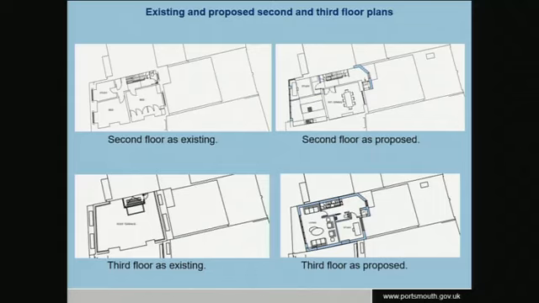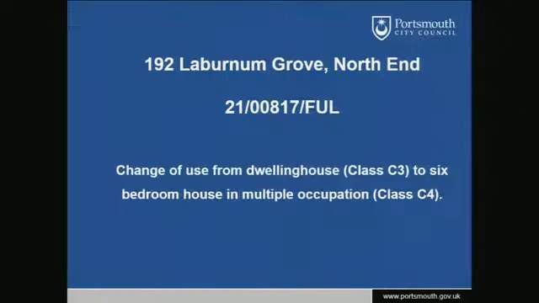So I want to move now on to 192 Laburnum Grove. Change of use from a dwelling house Class C3 to a 6-bedroom house in multiple occupation Class C4.